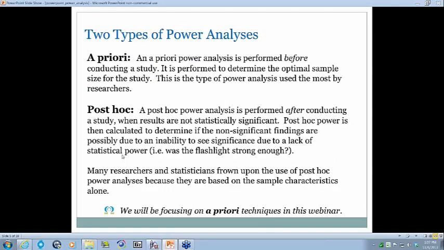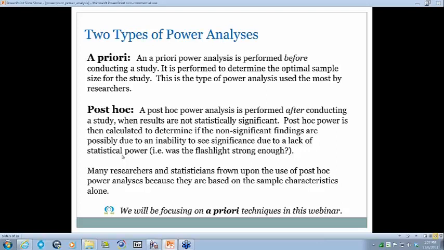There are two types of power analyses. There's probably more, but there's two major types. There's the a priori, which we will be looking at today, and that's performed before you do your study, and it's performed to determine the best sample size. This is the type of power analysis that's used the most.